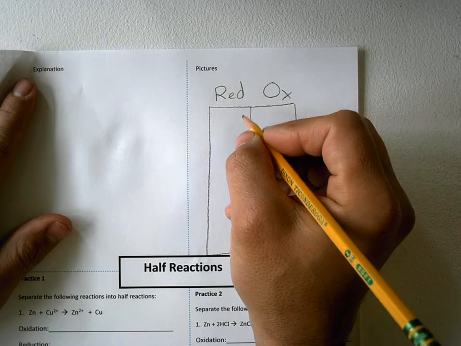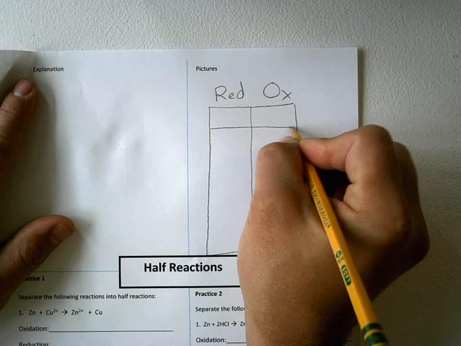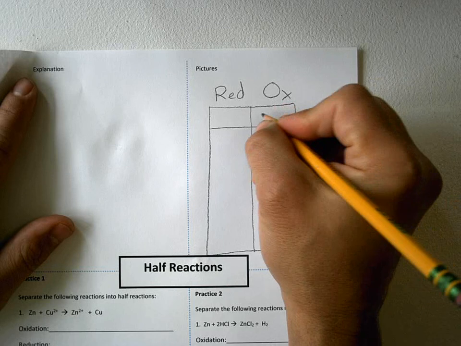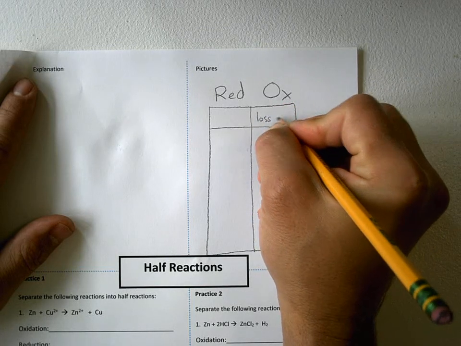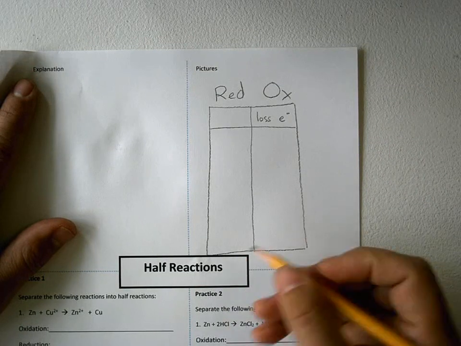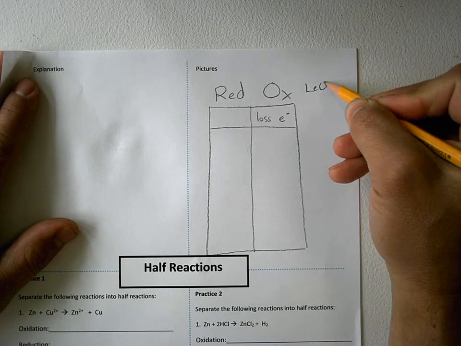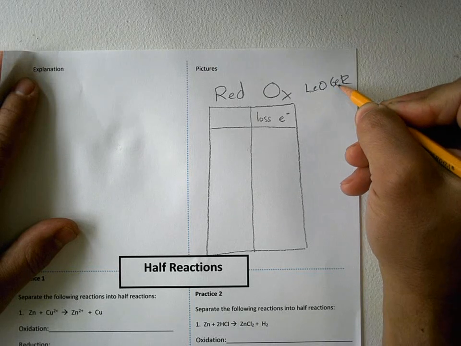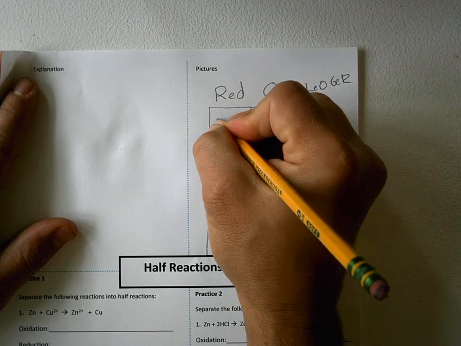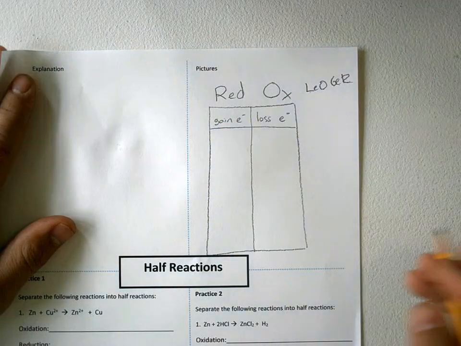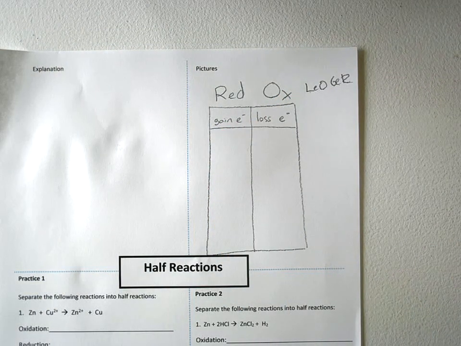Now remember, Leo the lion says grr. So Leo, the loss of electrons, oxidation. So oxidation is the loss of electrons. And then Leo says grr, the gain of electrons. We can get that. Leo says grr. The loss of electrons is oxidation, the gain of electrons is reduction. So we can get our redox table started off like this.